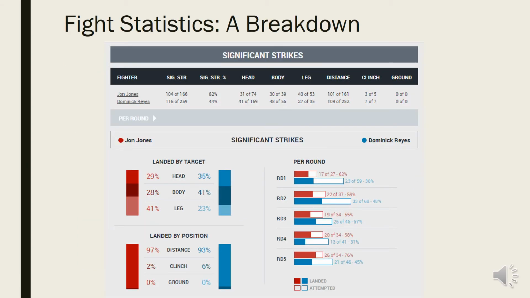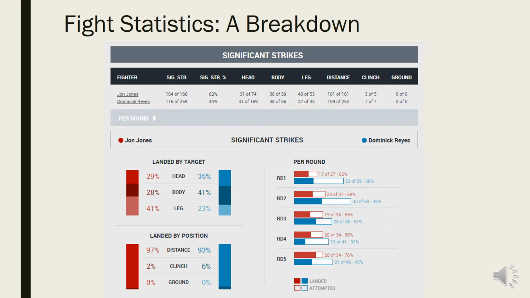Not only do these statistics help to identify just athletes, but they help to break down and analyze the entire fight themselves. UFC statisticians have gone beyond looking at only the athlete's percentages and have begun to analyze the entire fight, looking at important factors such as strikes landed by target, by position, and significant strikes per round.